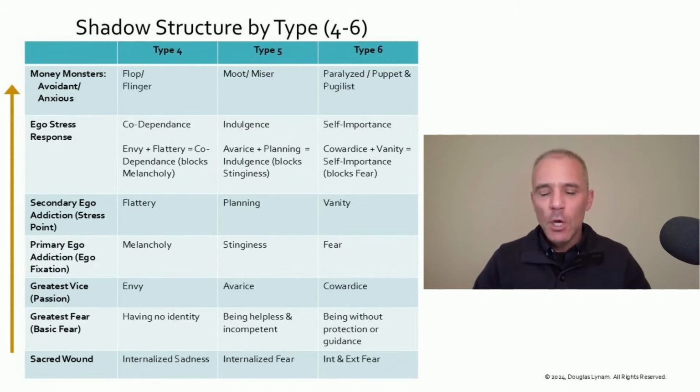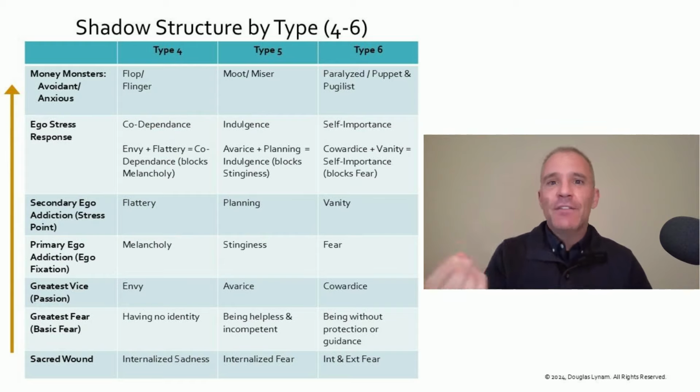Moving to type 4, we have internalized sadness or shame about how they perceive themselves. That creates their fear of having no identity and no significance in the world. They're able to see the beauty and the wonder in people. They see what's special about everyone around them. They just don't see what's special about them. And so what that does is it creates their greatest vice, which is envy. They envy the uniqueness they see in other people. They envy the status, or they envy what other people have that they feel is lacking in themselves.